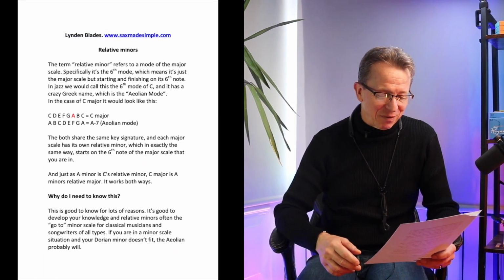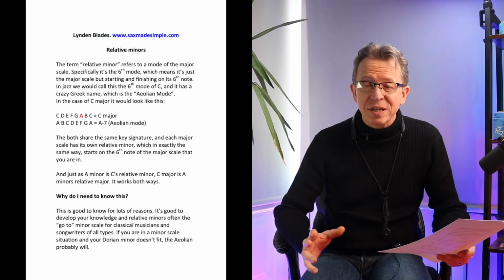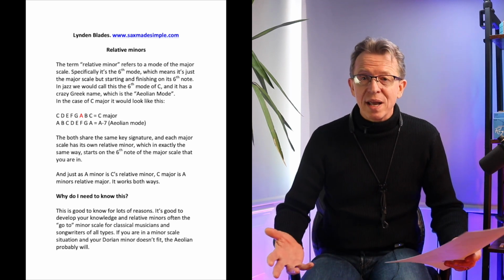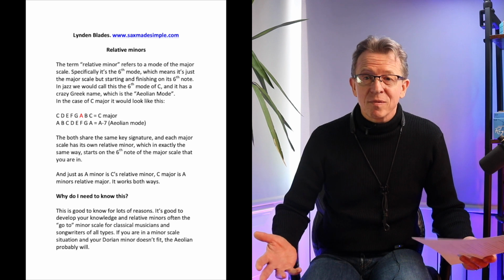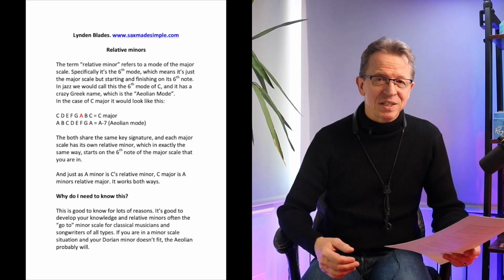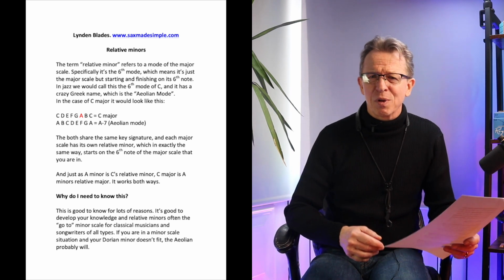So then it says, why do I need to know this? Why is this significant? This is good to know for lots of reasons, not least of all, just to develop your musical knowledge and awareness. So when people are talking about relative minors, you know what they're talking about, and you can say, yes, that's the Aeolian mode, isn't it? Or in America, they call it the pure minor or the natural minor. Also, the relative minor is often the go-to minor scale for classical musicians and songwriters. It does come up a great deal, and it does sound really, really beautiful.